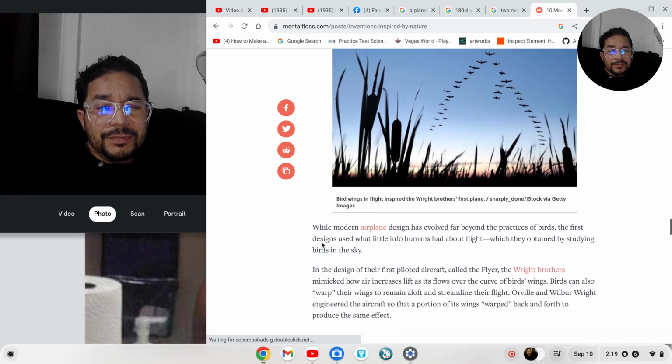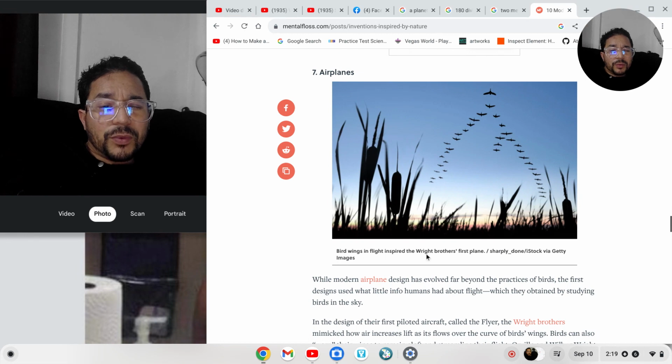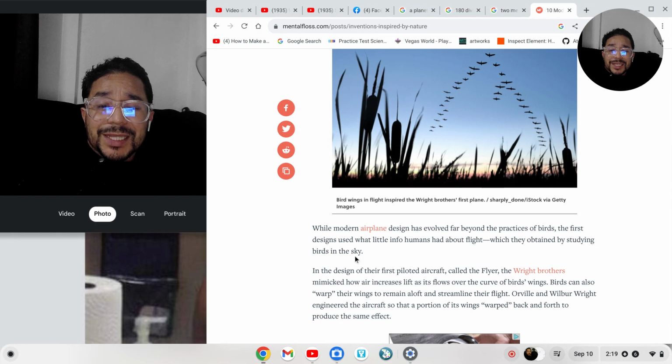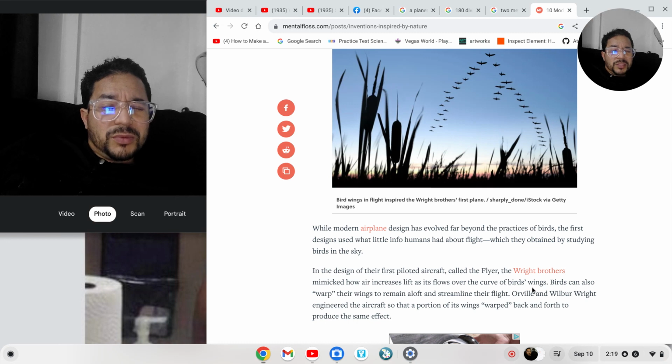Airplanes. Bird wings and flight inspired the Wright brothers' first plane. While modern airplane design has evolved far beyond the practice of birds, the first designs used what little info humans had about flight, which they obtained by studying birds in the sky. In the design of their first piloted aircraft called the Flyer, the Wright brothers mimicked how air increases lift as it flows over the curve of a bird's wings.